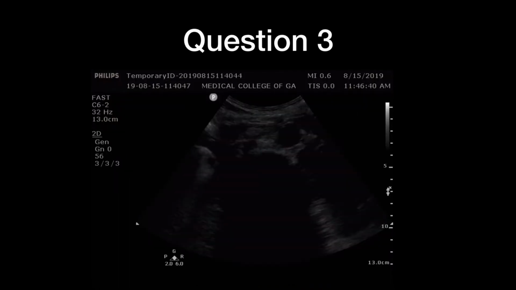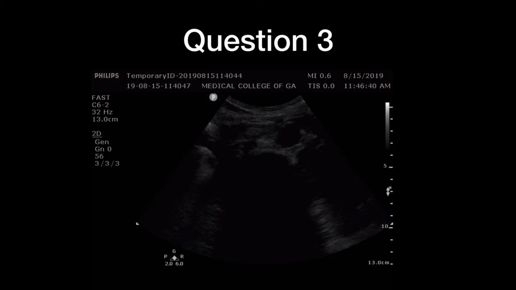And then question 3 asked the same thing about this image, and again, this image is too dark, so there's not enough gain. Again, if you have too much gain or not enough gain, you lose resolution on the screen. You're not able to identify structures very well.